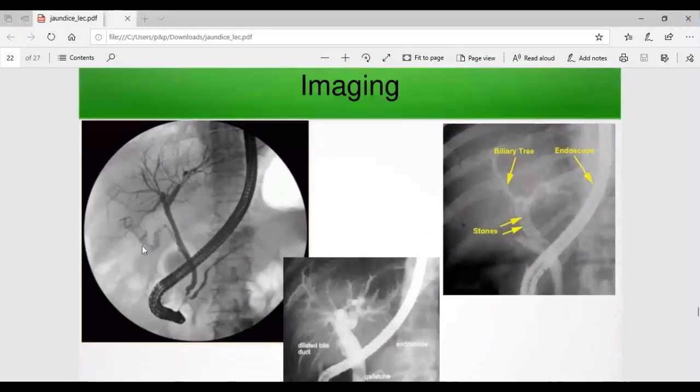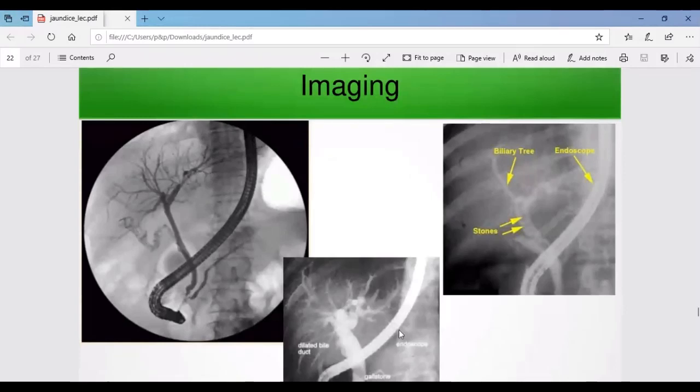This is the picture we usually see. These are the biliary radicals. We see that the endoscope is much thicker than the common bile duct. This is a normal bile duct with the normal biliary tree, and the piriform shaped thing here is the gallbladder.